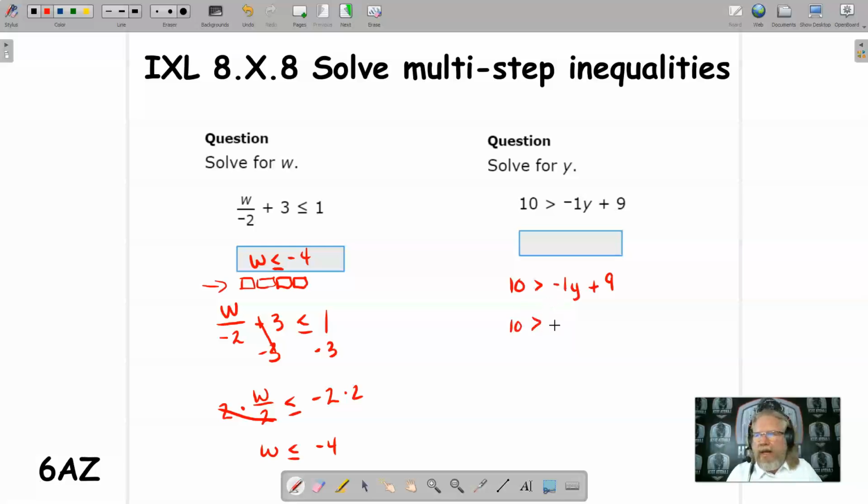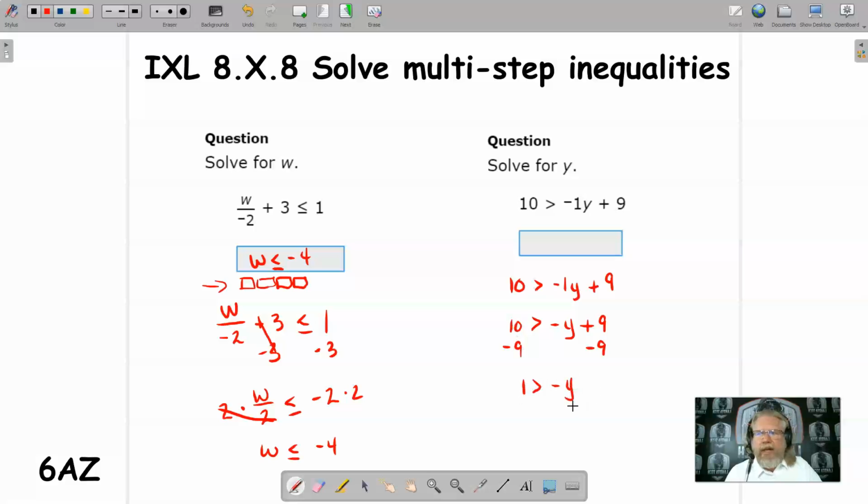So let's first deal with this. I'm going to write negative 1 times y as negative y, plus 9. I'm a little more comfortable with it. That 1 there just kind of looks silly. It's not needed. So let's subtract 9 from each side. And 10 minus 9 is 1, greater than, and we have negative y.